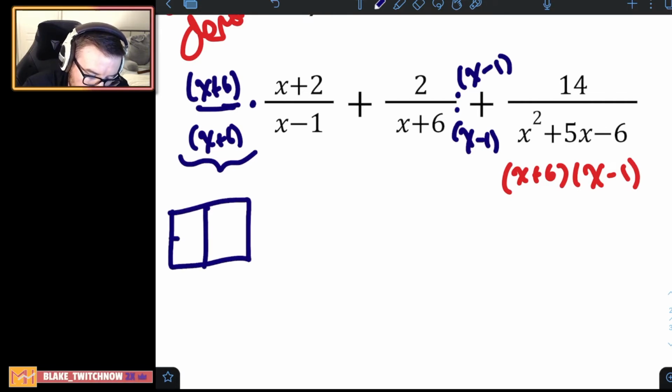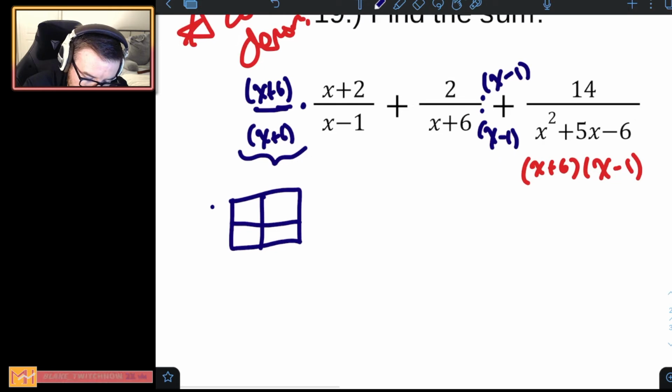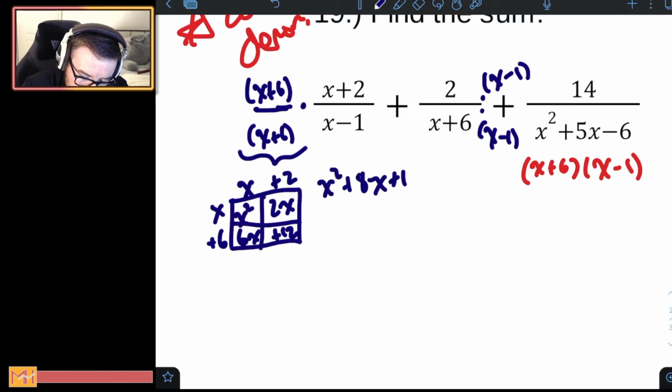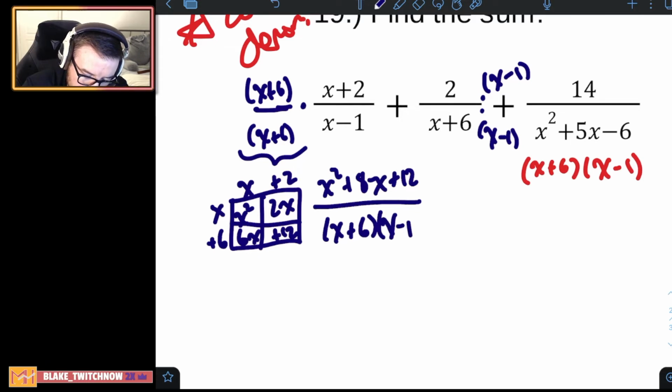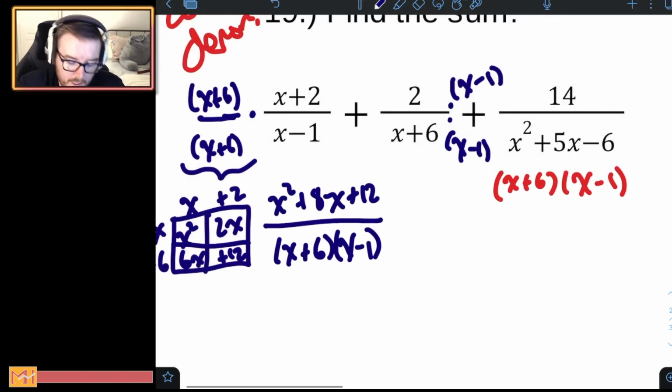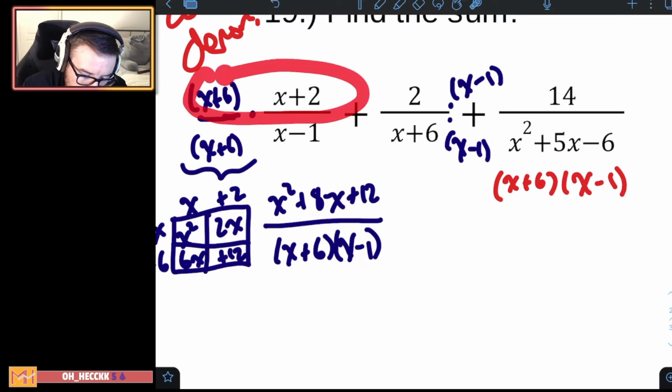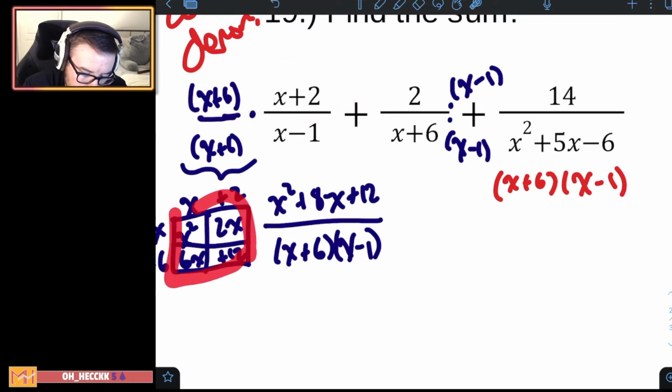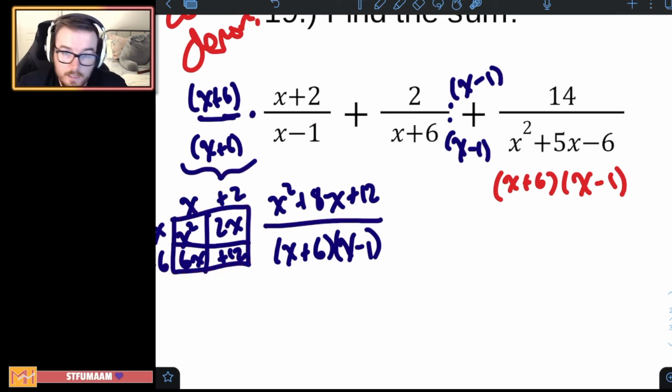So I'm going to do good old box method here. And get x squared plus 8x plus 12 all over x plus 6 times x minus 1. You with me on that? I box method these together and then just kept the denominator as it is.